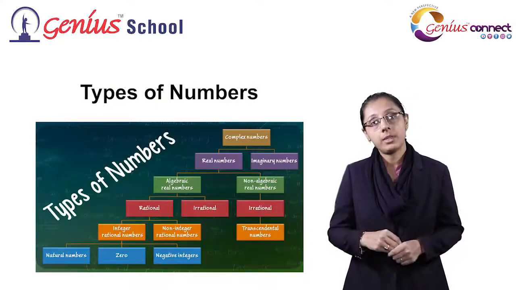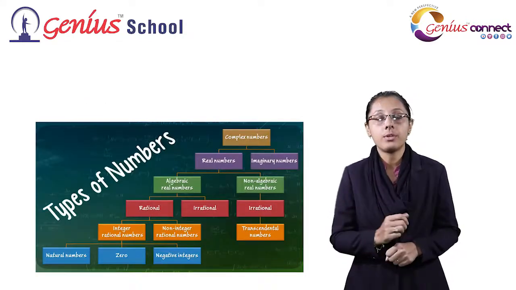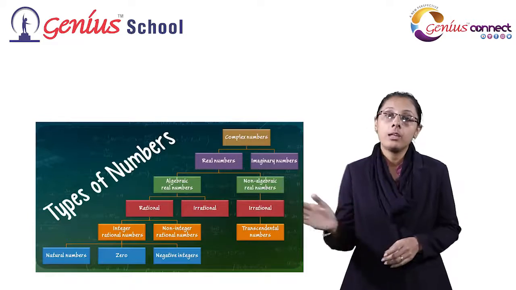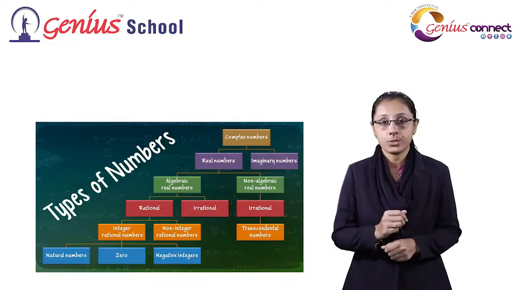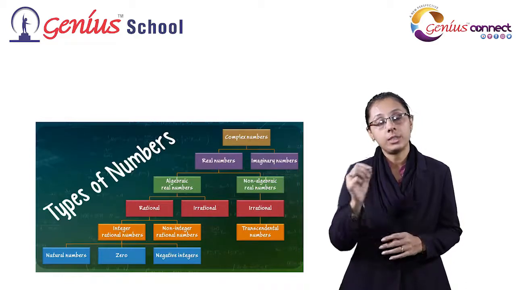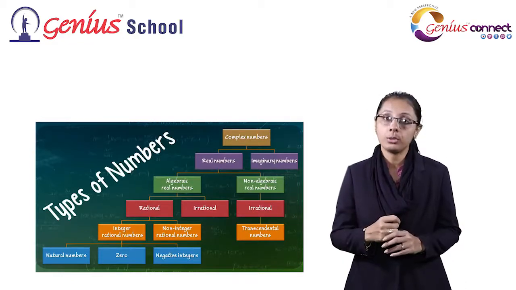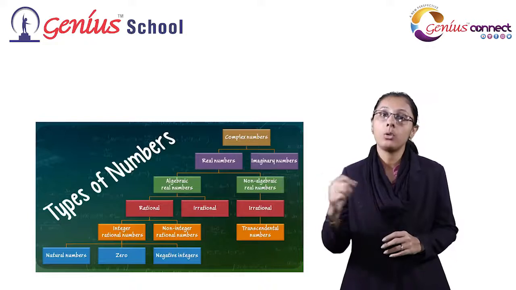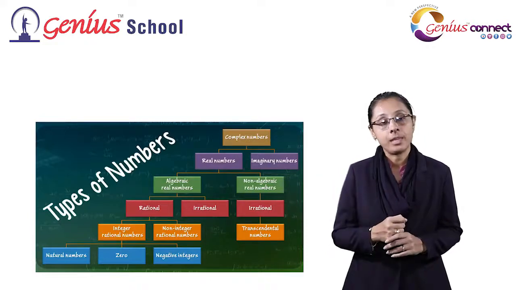In my previous video, the types of number, we have discussed till rational numbers. Now we will discuss irrational numbers. As I told you, the rational numbers are numbers which can be represented in a P upon Q form where Q is a non-zero integer.